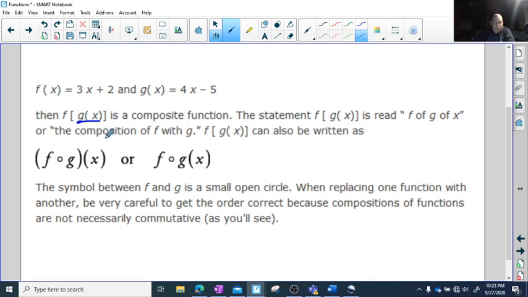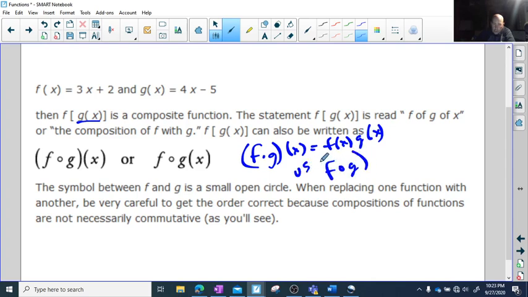Or it's the composition of function f with g, meaning you're going to put g into function f. It can also be written with this open circle. Now you got to be very careful with this because f with a dot closed in, g of x, means f of x multiplied by g of x, versus f with the open circle, g, looks like the letter or the word fog, that means f evaluated at g of x. So you're going to put g of x into function f.